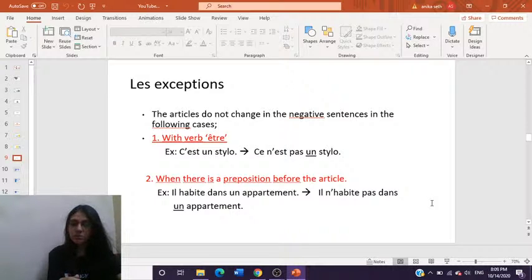Then when there is a preposition before the article, then also the article will not change. For example, "il habite dans un appartement" changes to "il n'habite pas dans un appartement". So ne before the verb, pas after the verb, but over here with the indefinite article there is a preposition which precedes the article. So therefore there will be no change in the article because there is a preposition in between the verb and the article. So these are the two exceptions. So till this part we have discussed the articles which change in the negative sentences. So the rules over here: definite, contracted do not change. Partitive, indefinite change except for these two conditions.